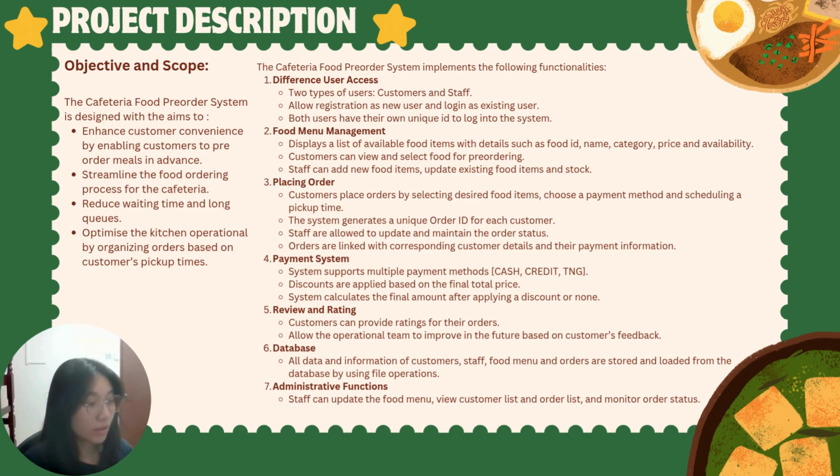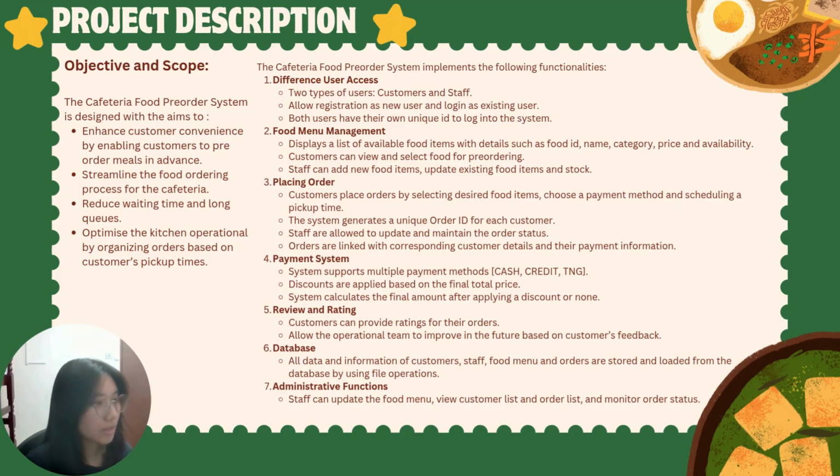Third is placing orders. Customers can place an order by selecting their desired food, choosing a payment method, and also specifying a pickup time. And after that, the system will generate a unique order ID for each order for the customers. The staff are allowed to update and maintain the order status. We have 5 order statuses, which are pending, preparing, ready, completed, and cancelled. All of the orders are linked with the corresponding customer details and also their payment information.